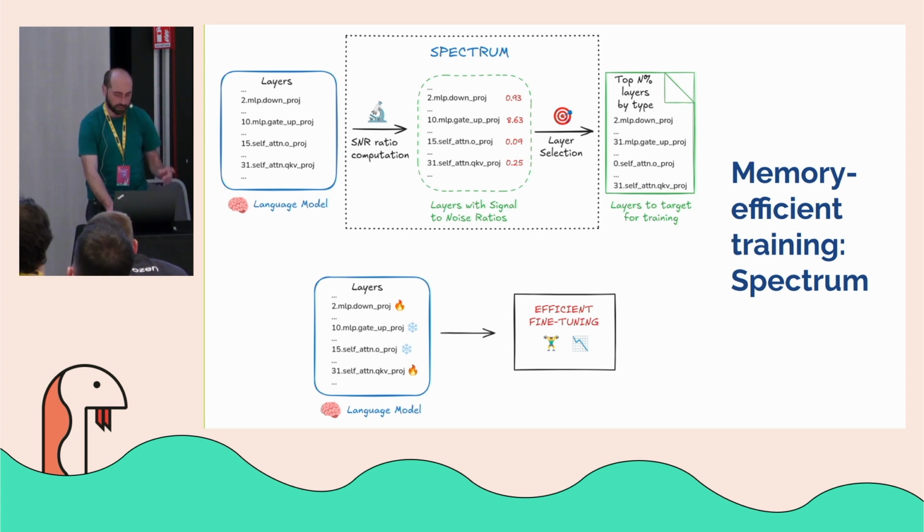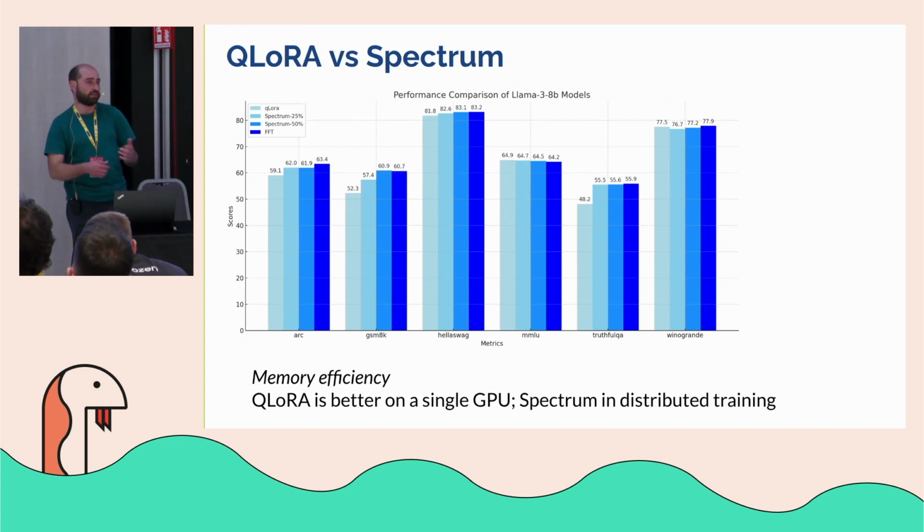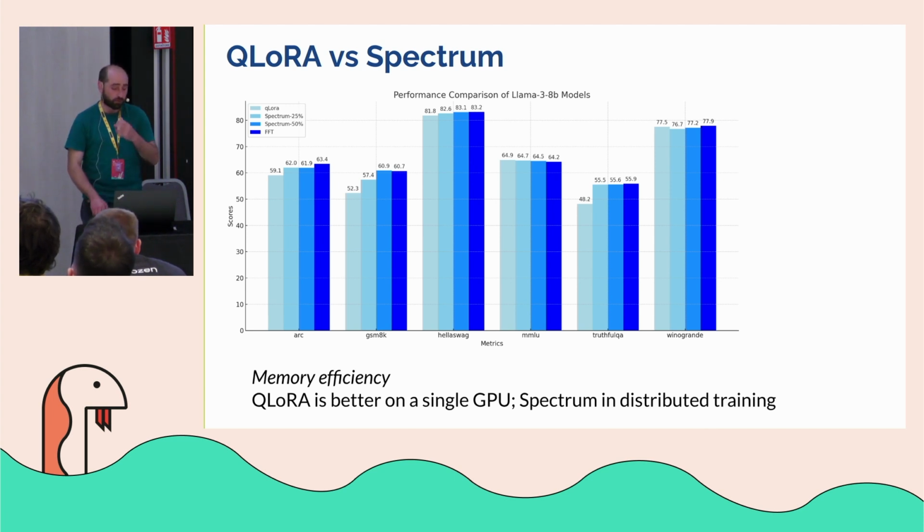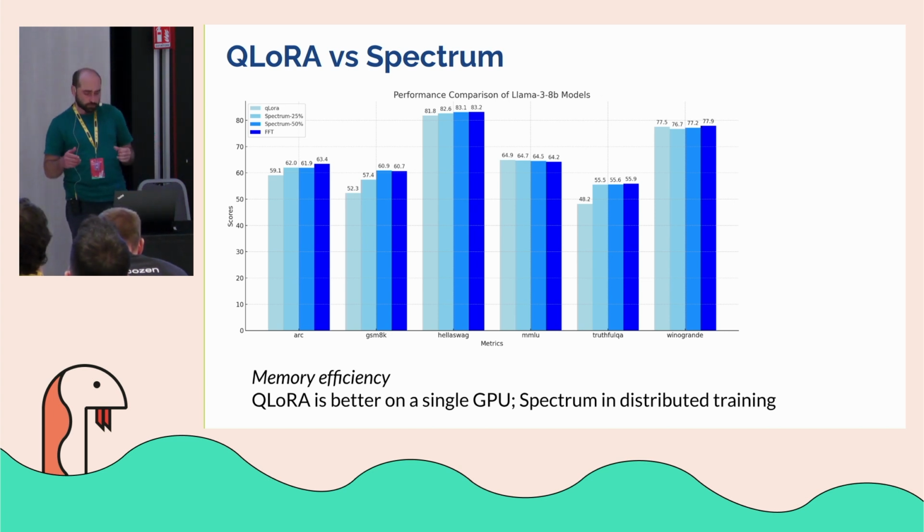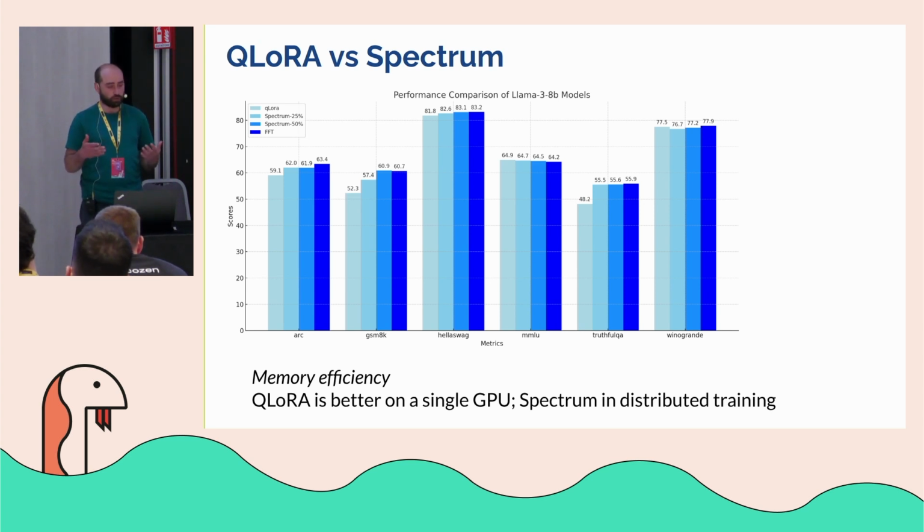So here the idea is to save memory by selecting only a fraction of the model to be trained. Compared to QLoRa, it achieves better performance in performance comparison on several benchmarks, so it's competitive with full fine-tuning. But looking at memory efficiency, with QLoRa on a single GPU, you can use less GPU, while Spectrum excels in distributed training with more GPUs.